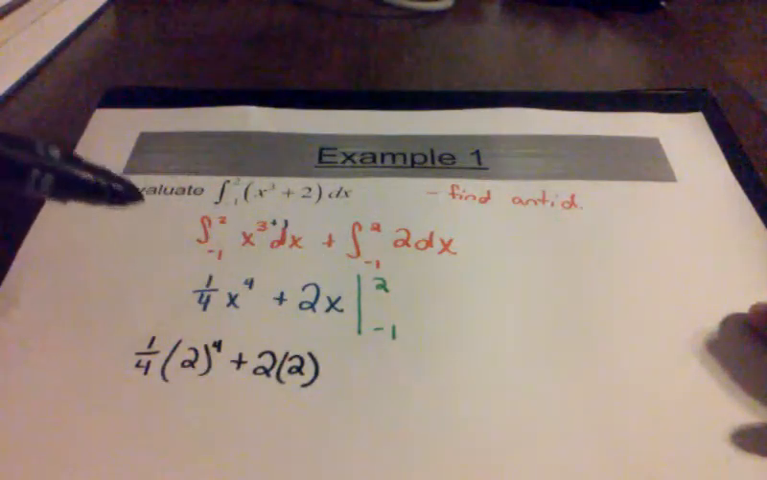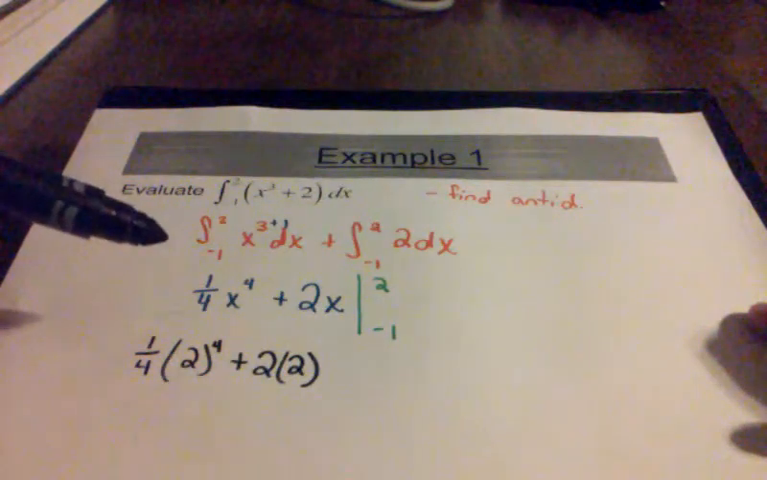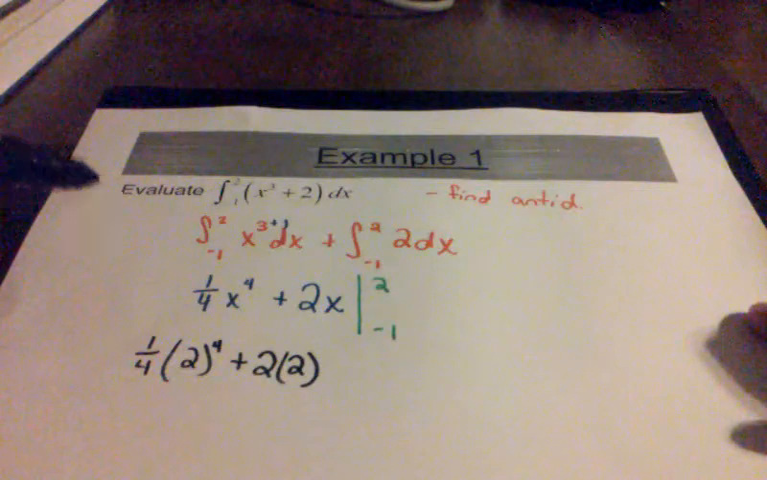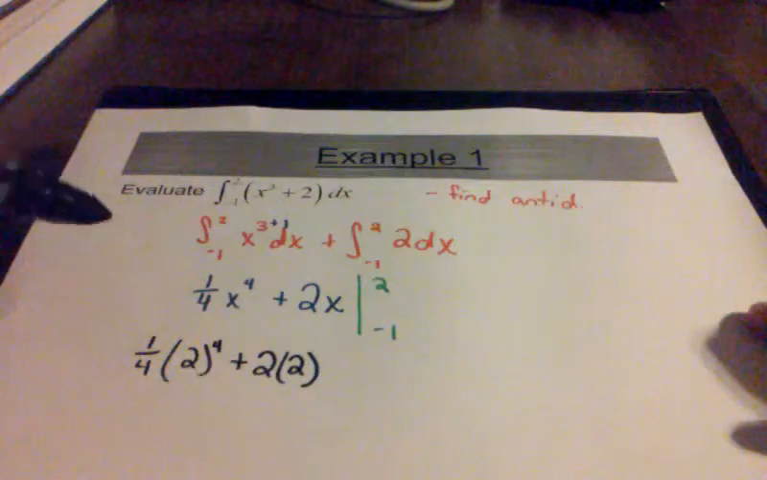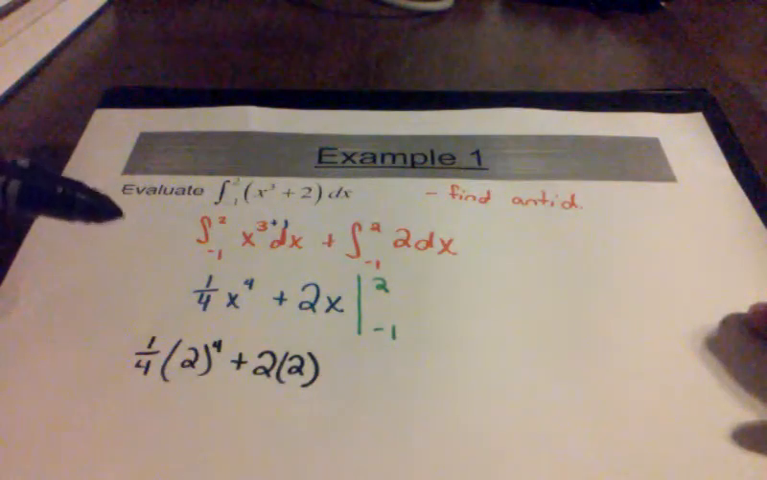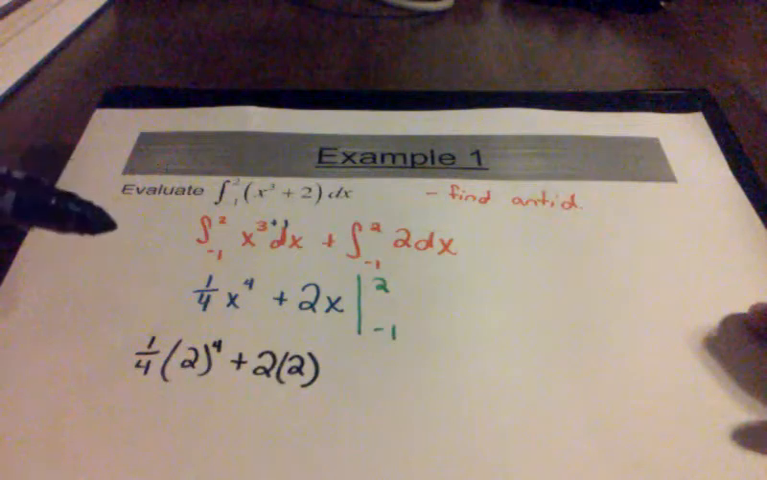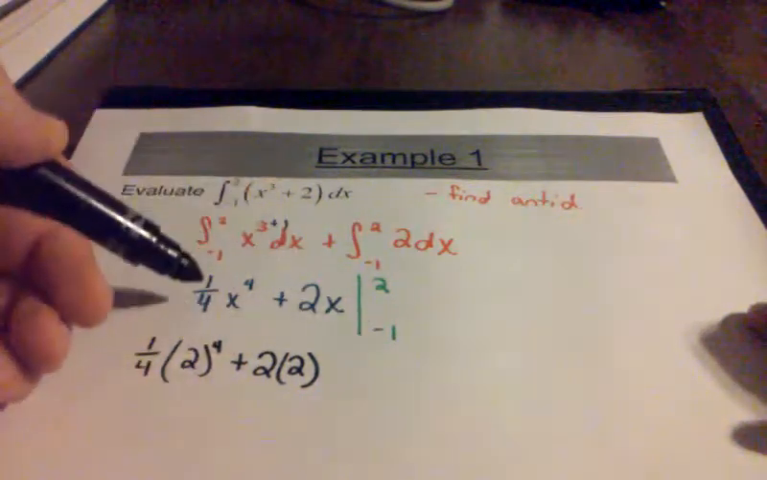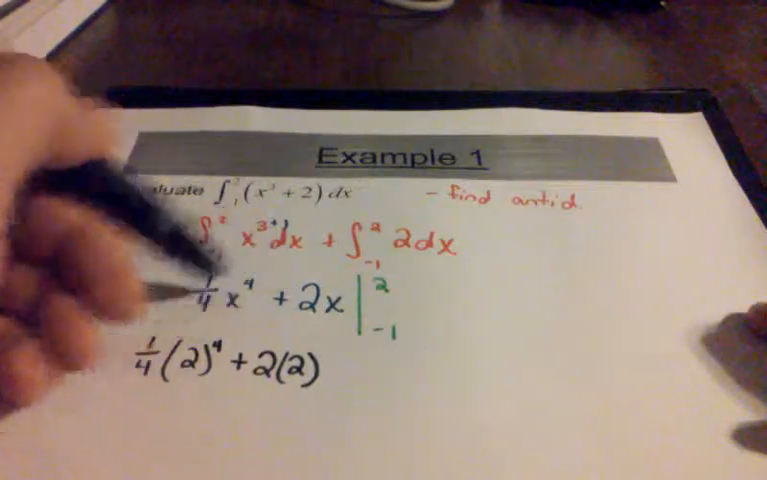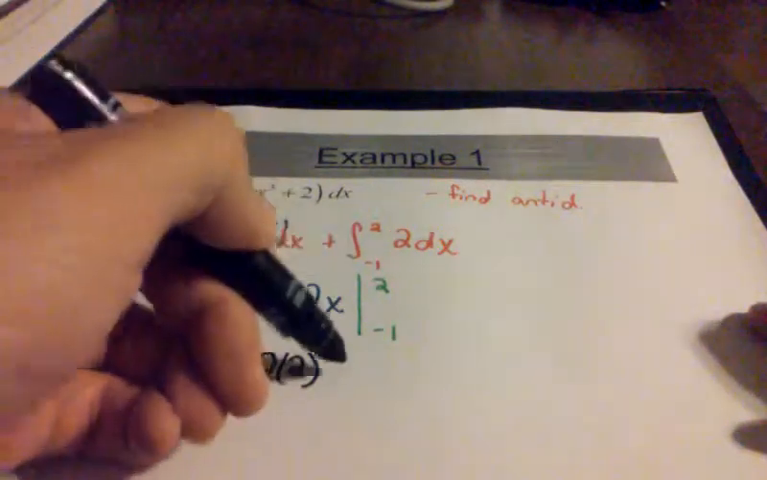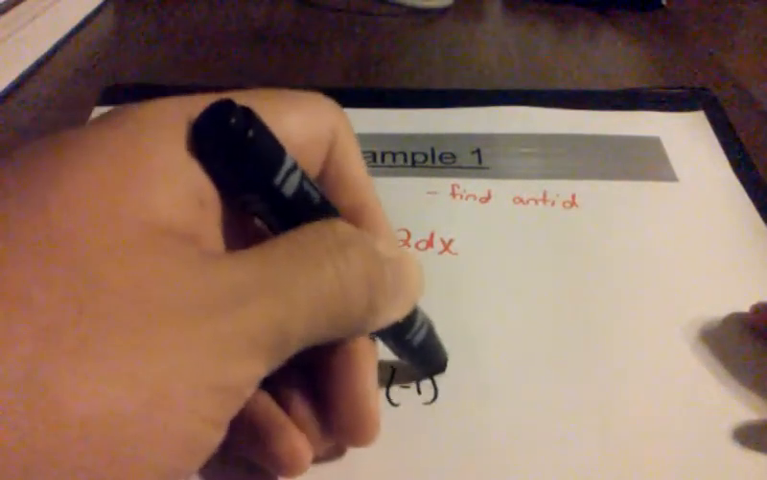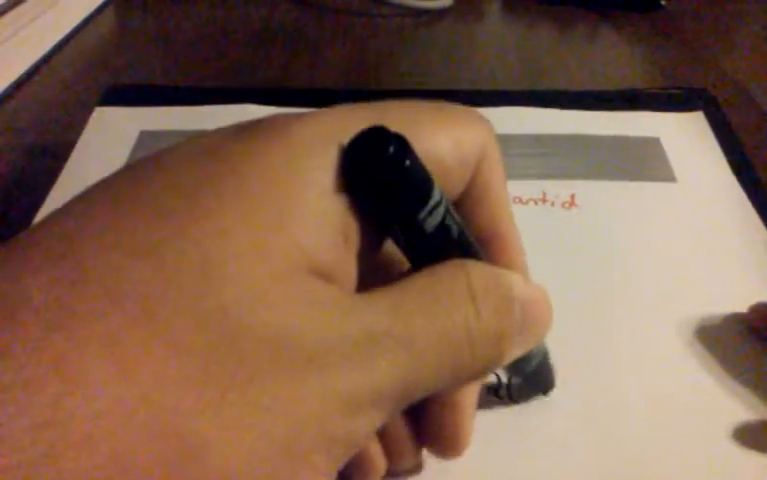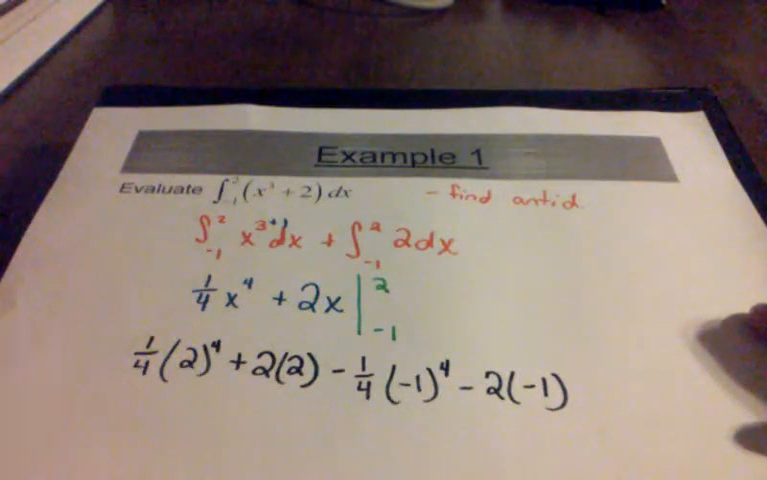Now, here's what's important. If you remember the formula from the fundamental theorem of calculus, the formula says F of b minus F of a. In other words, F of the upper limit minus F of the lower limit. Whenever it says that minus, that inherently means change your signs. So when I evaluate the lower limit, what I'm going to do is change the signs of my antiderivative as I go. So this positive 1/4 is now going to be -1/4, and I'm just going to evaluate -1 to the 4th. And this positive 2x is now going to be minus 2x, and I'm just going to evaluate that -1 in for that value.